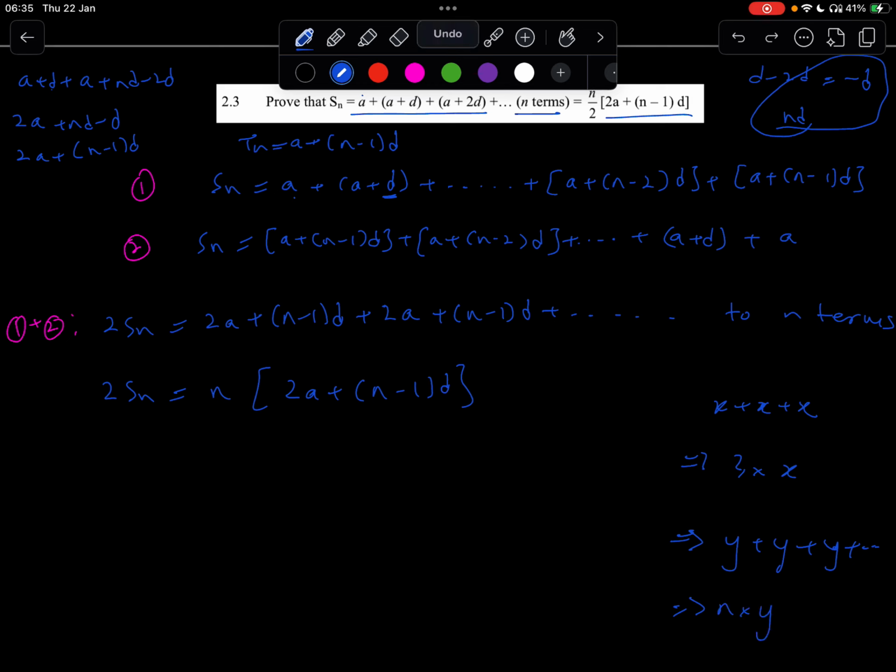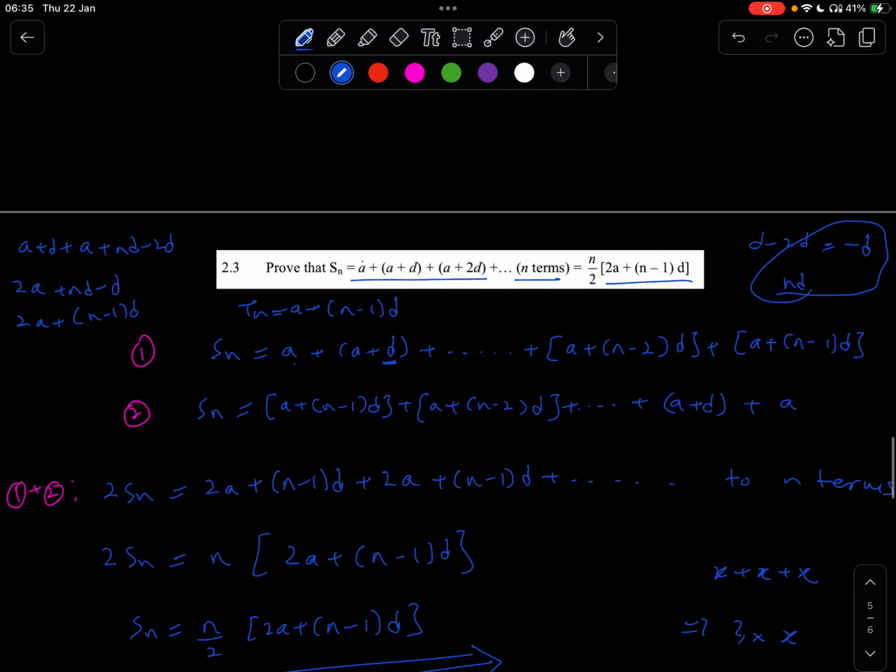And then we divide both sides by 2. We get n over 2 times (2a plus (n minus 1) times d). And we've proved this equation.